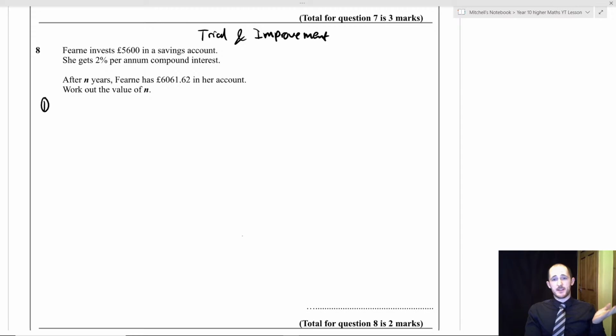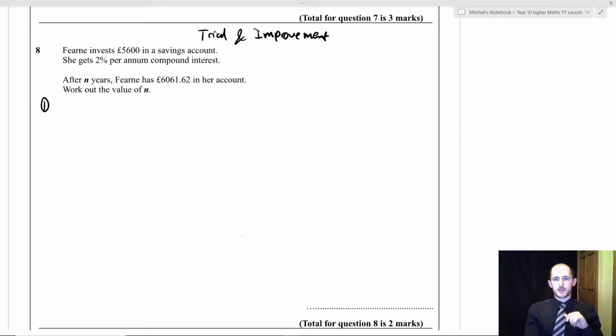I'm not sure how to pronounce her name, actually. I think it's Fiern, but I'm not 100% sure. Invests £5,600 in a savings account and she gets 2% per annum, so per year, compound interest. After N years, she has £6,061.62 in her account. Work out the value of N.